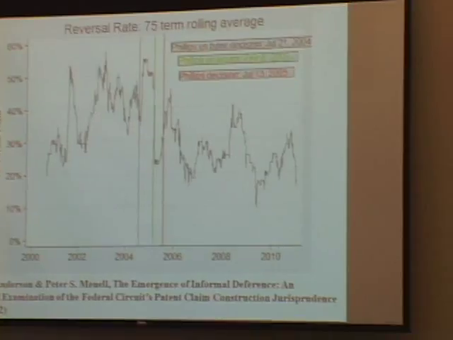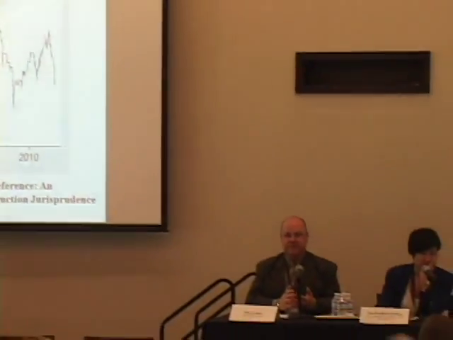Let me ask the panel, is 40% too high? Is 25% too high? Is this a function of treating this as a question of law rather than a question of fact? Are there ways we can bring down the claim construction reversal rate?